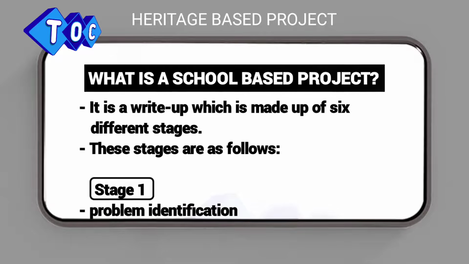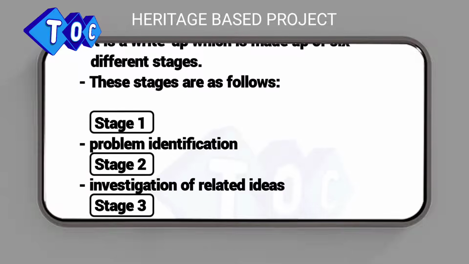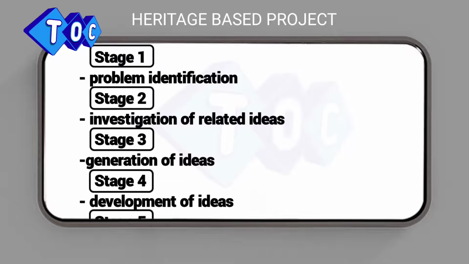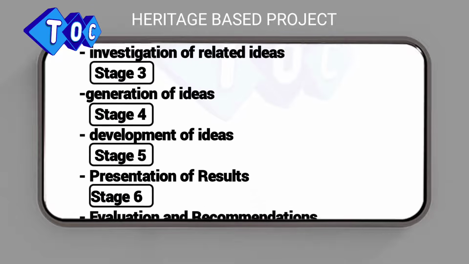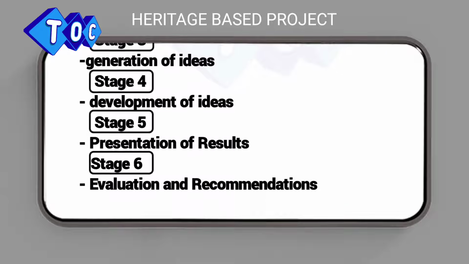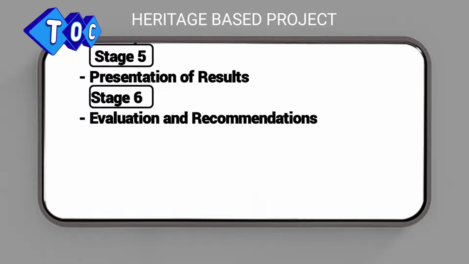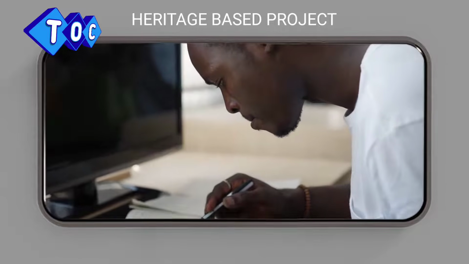Stage 1, problem identification. Stage 2, investigation of related ideas. Stage 3, generation of ideas. Stage 4, development of ideas. Stage 5, presentation of results. Stage 6, evaluation and recommendations. Now let's digress into the writing of each stage.